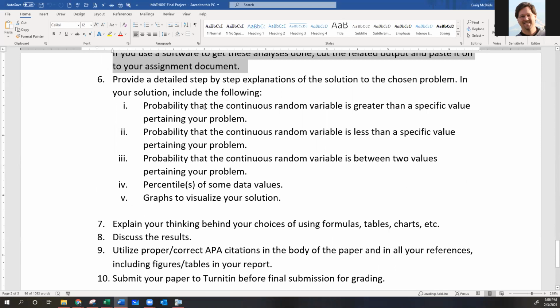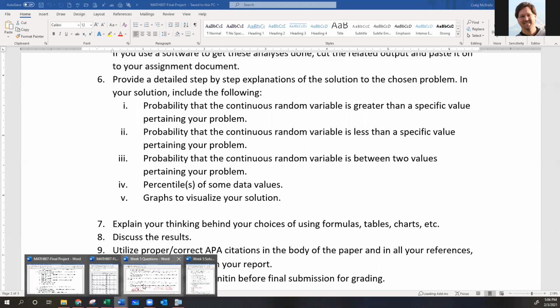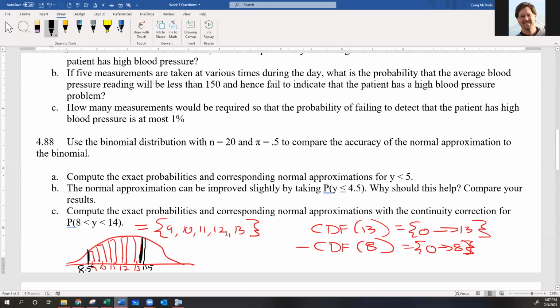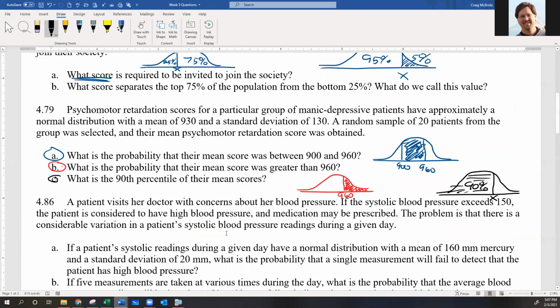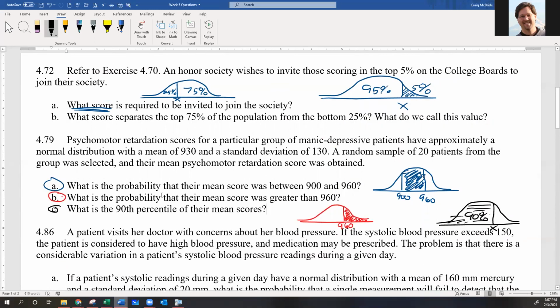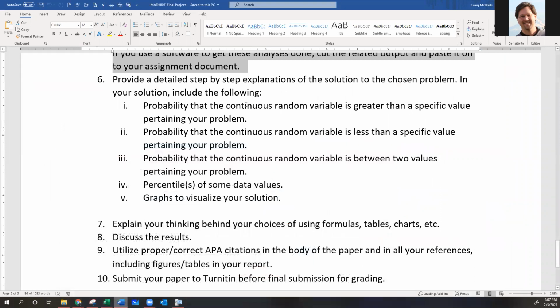So for instance, find the probability that a continuous random variable is greater than a specific value pertaining to your problem. Well, that is literally the exact same question as this one, part B. What's the probability that their score is greater than, instead of some made up number, greater than 960, right? So all of those questions are just going to be mimicked questions that we already did in the homework. So to me, you're not really learning much there.